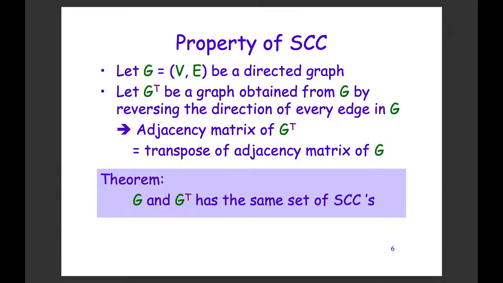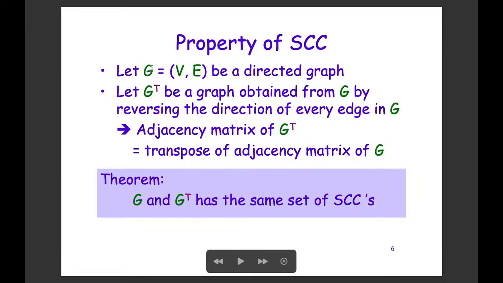Okay, so let's see some properties of the strongly connected component. Suppose that G is a directed graph, and we let G transpose. We have actually defined G transpose before. So what is G transpose? G transpose is the graph obtained by reversing the direction of every edge.